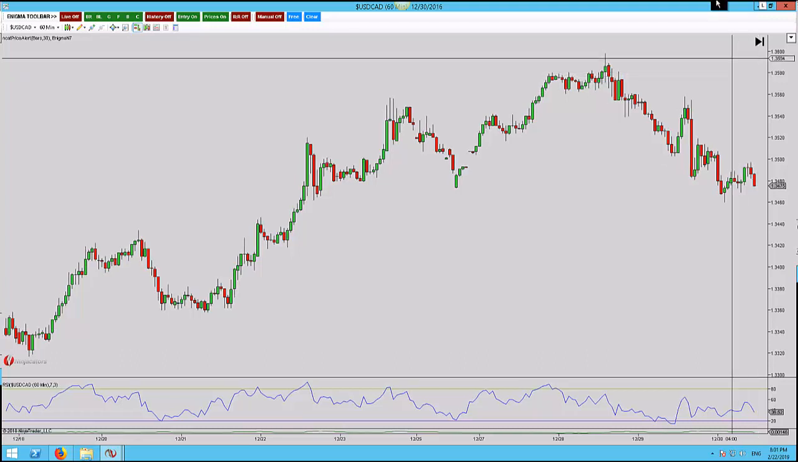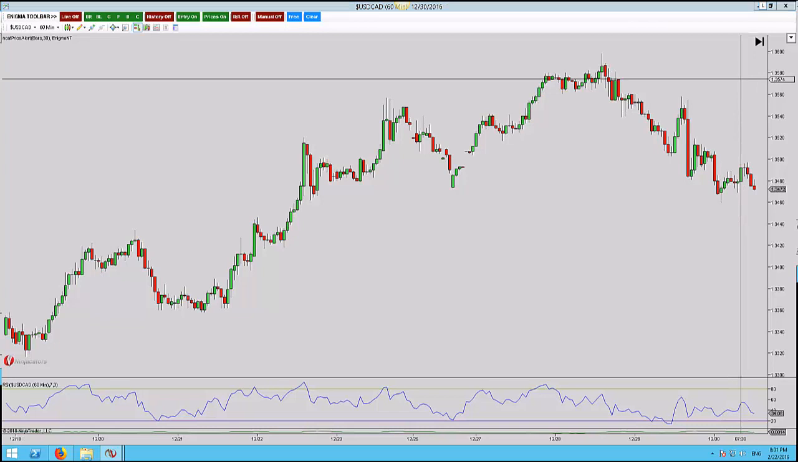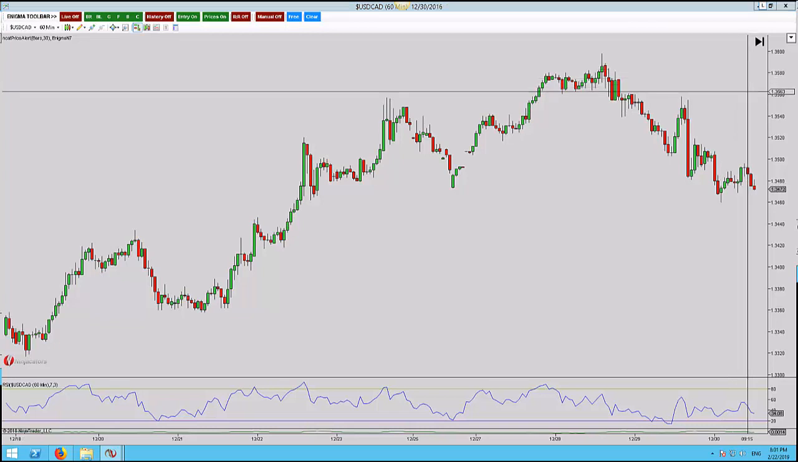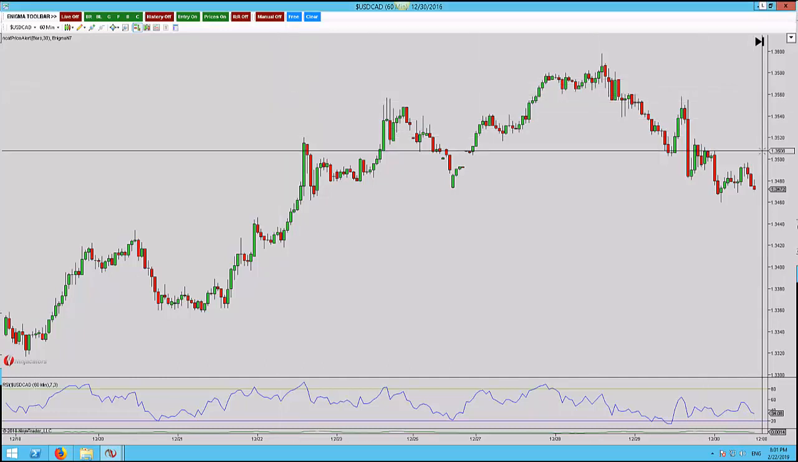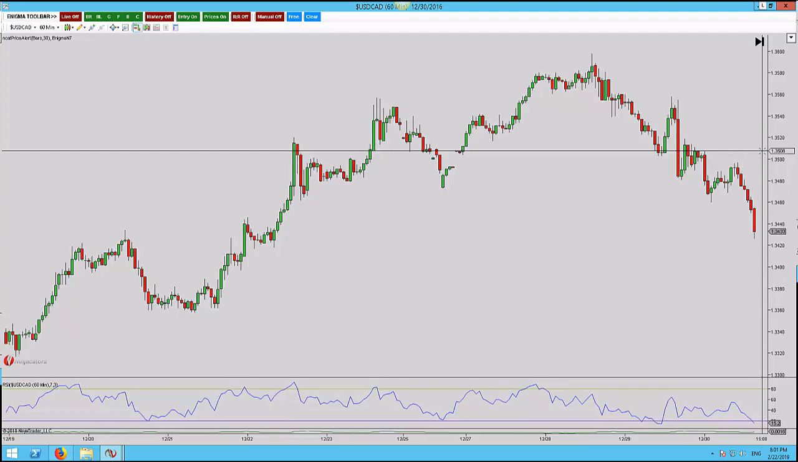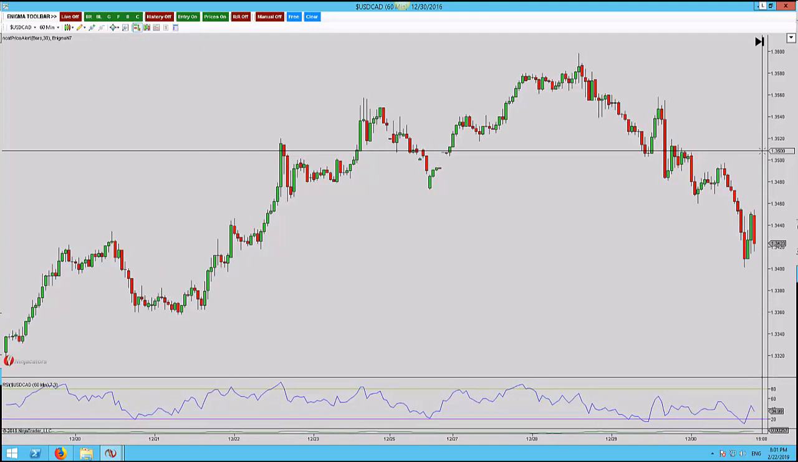Okay, on the 15. No, we don't have anything. Okay, still looking for shorting opportunities here. Potential head and shoulders on the 240.